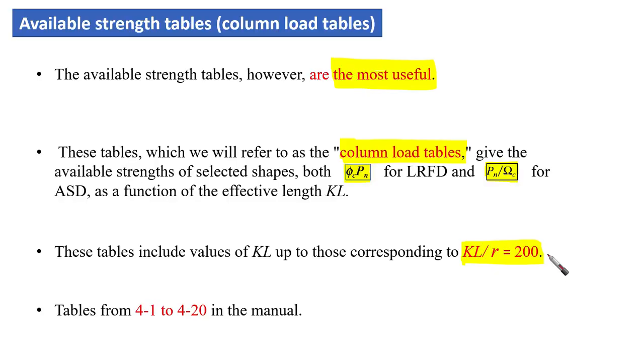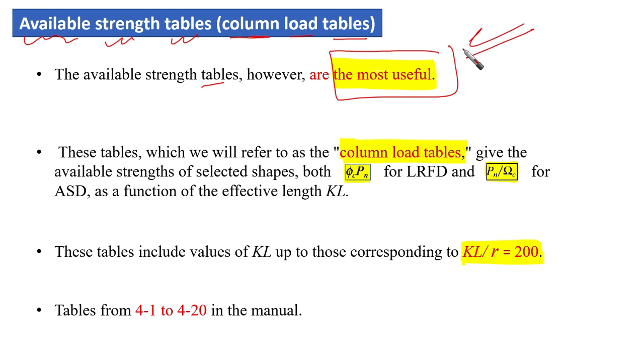Okay, another type of table is what we call the available strengths tables, and we call them column load tables. These available strengths tables, however, are the most useful. From the practical standpoint as well, you are going to check the column load tables first in your design, and after that you are going to check the 4-22 tables. This means that they are the most useful and most practical for you.